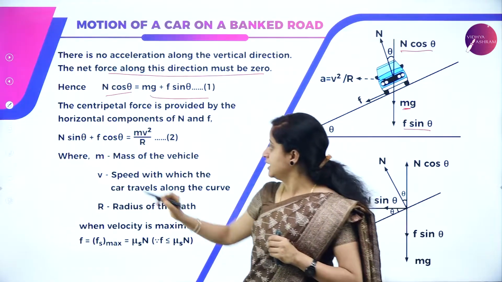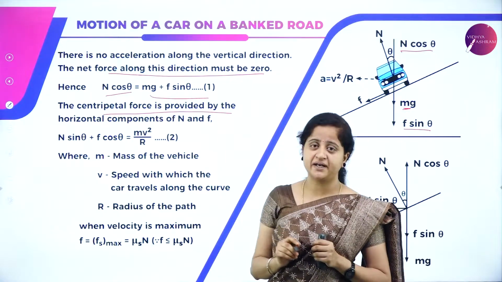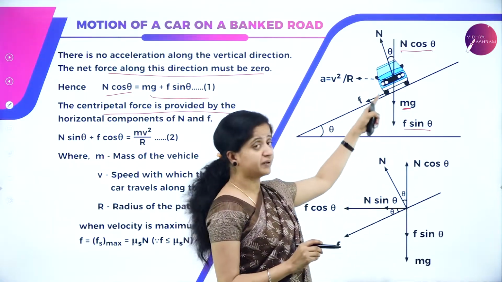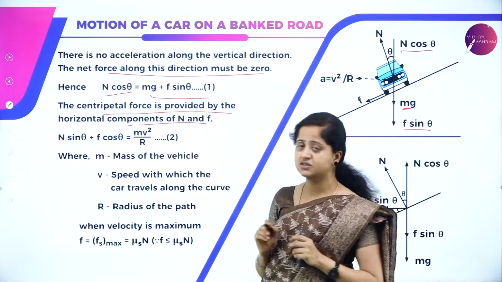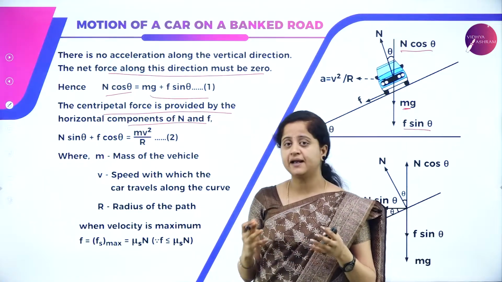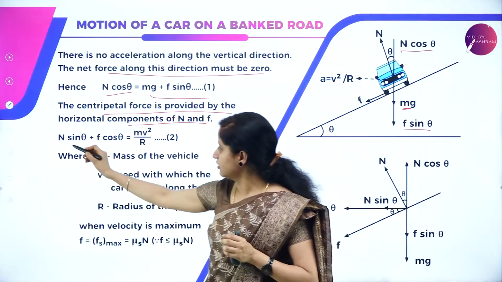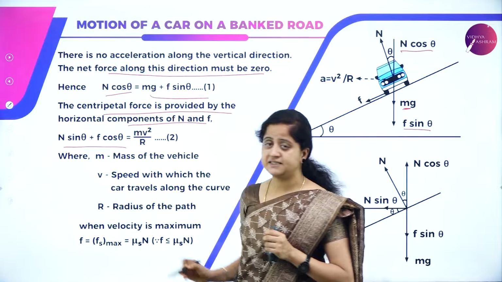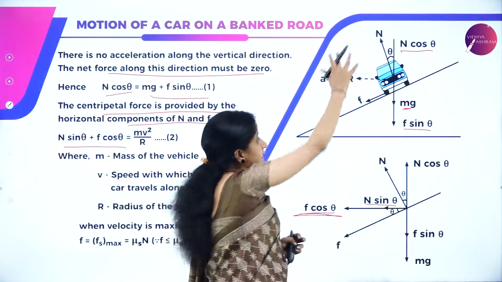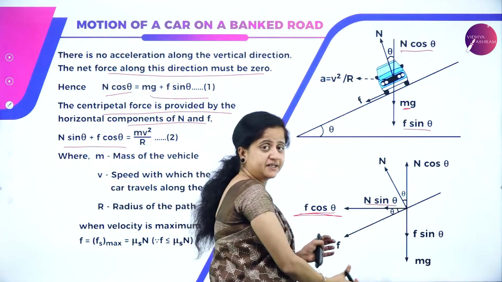The centripetal force is provided by the horizontal component. The horizontal component provides the necessary centripetal force, and the horizontal components are from N and F. So the horizontal components of the normal force and frictional force are given by N sin theta plus F cos theta. This diagram is graphically represented like this.